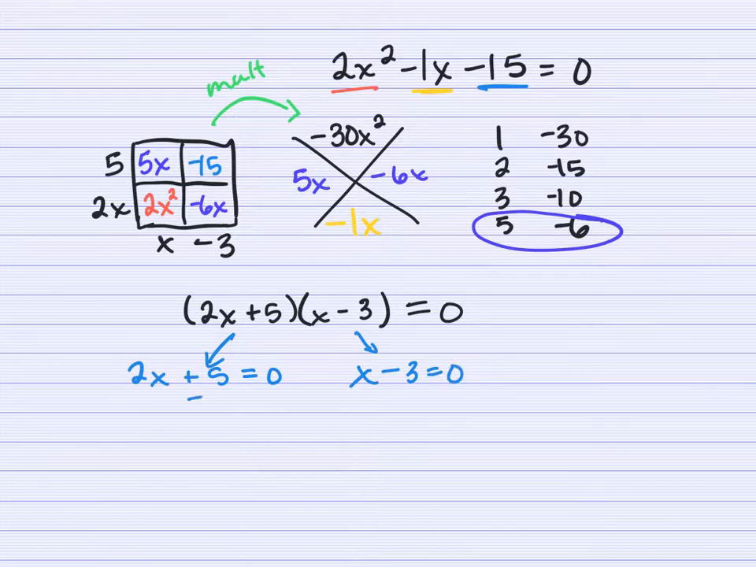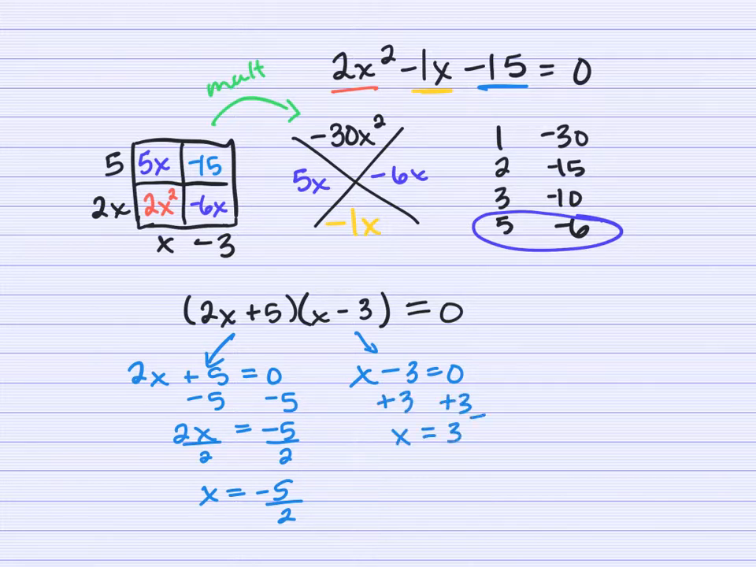So on the 2x plus 5, I subtract 5 from both sides. So I have 2x equals negative 5. Divide both sides by 2. So I have x equals negative 5 over 2. On the other one, I add 3 to both sides. So I've got x equals 3. So that is solving using the zero product property.